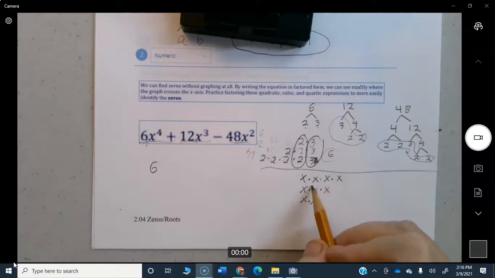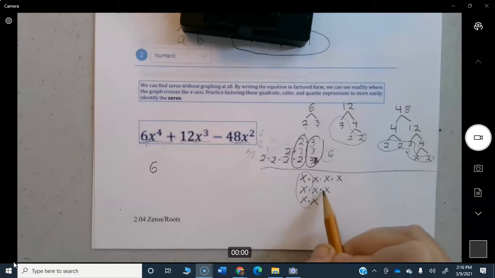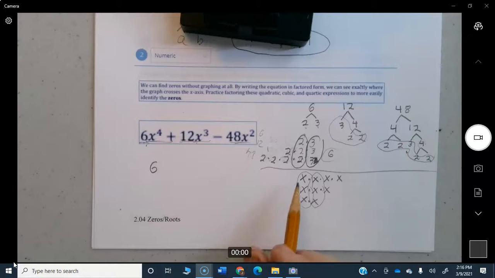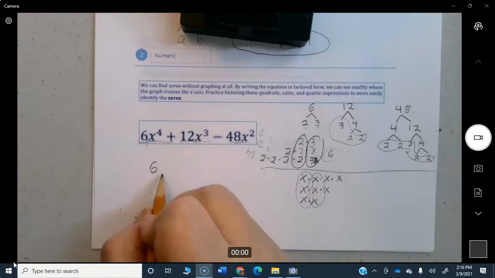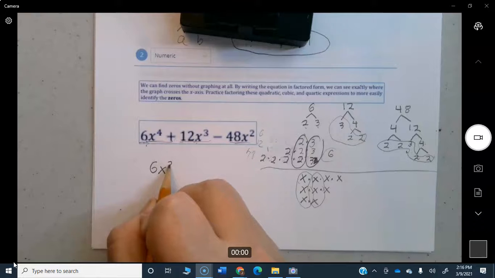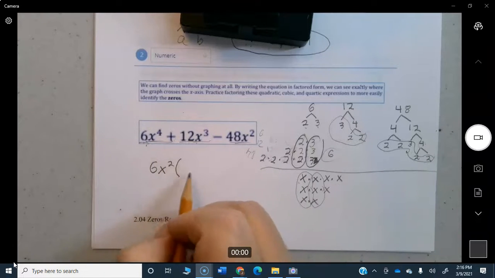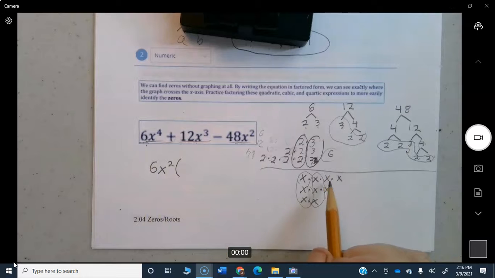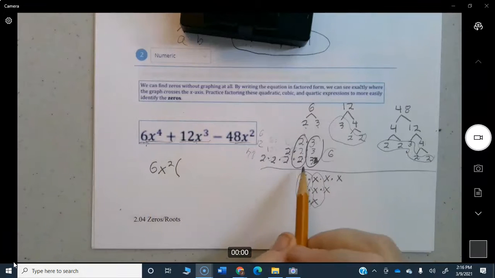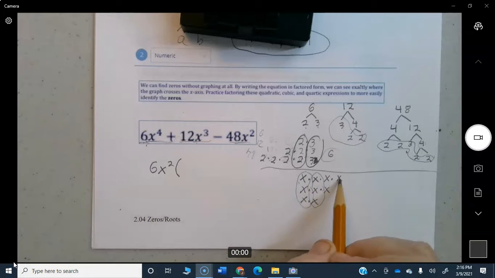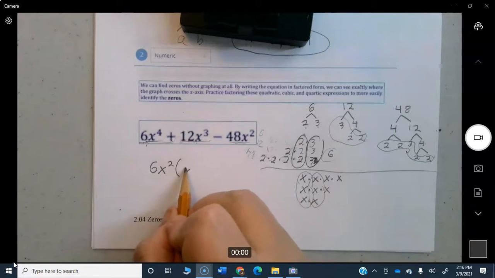So what do these have in common? They have an x here and they have an x here. All three of them have to have it. So that's going to be x times x is x squared. Okay? So it's going to be 6x squared is what you can factor out of this. Now we determine what you leave inside. Well, for the first one here, the x to the 4th, you leave a couple of x's, an x squared.